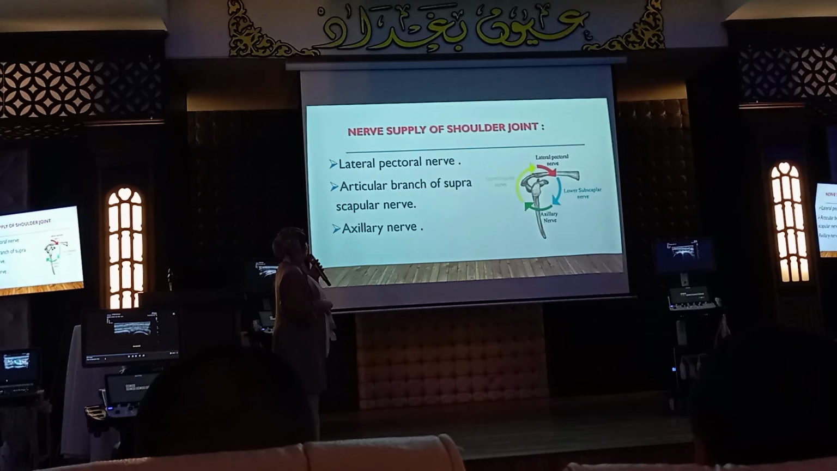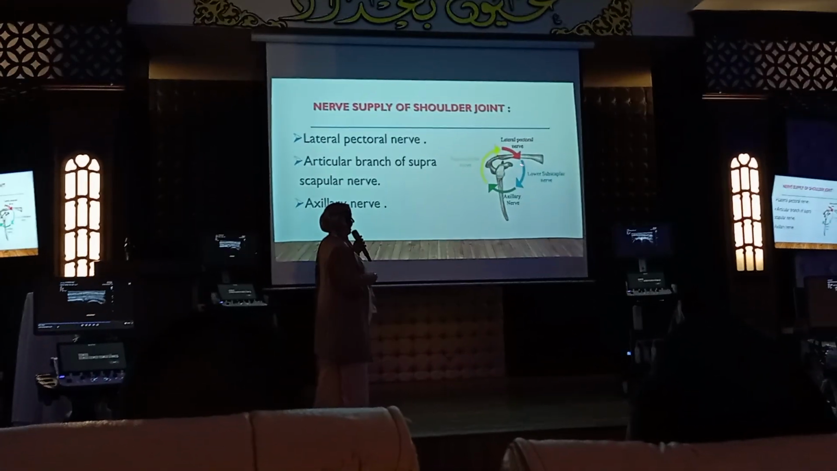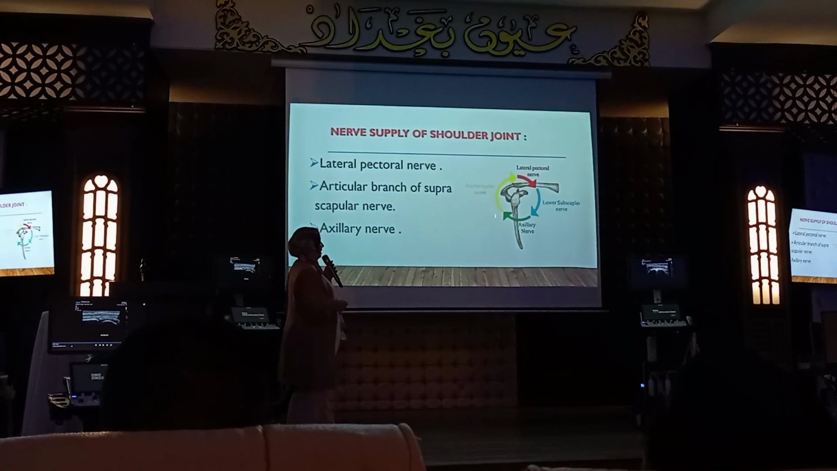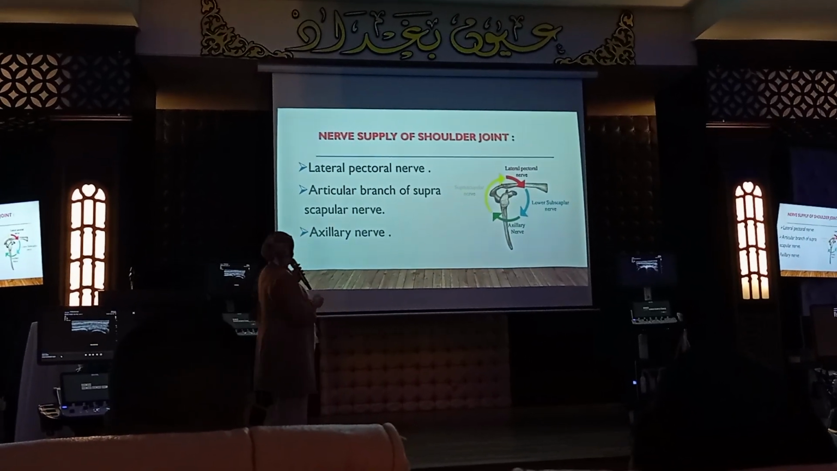We say nerve supply: the anterior compartment of the shoulder is supplied by the lateral pectoral nerve, the posterior by the suprascapular nerve, and the lateral by the axillary nerve.